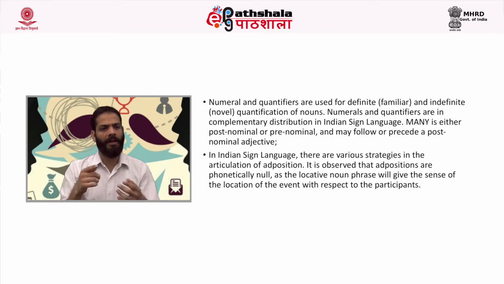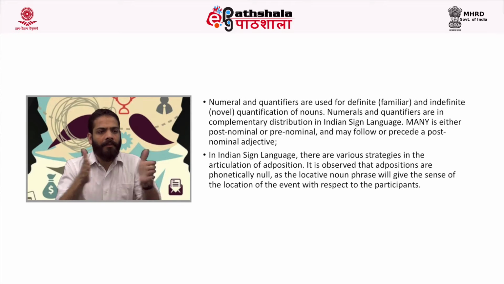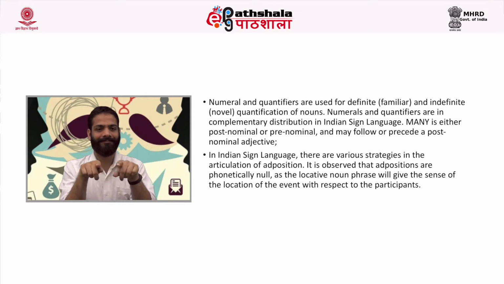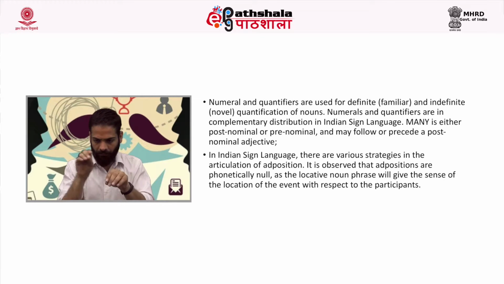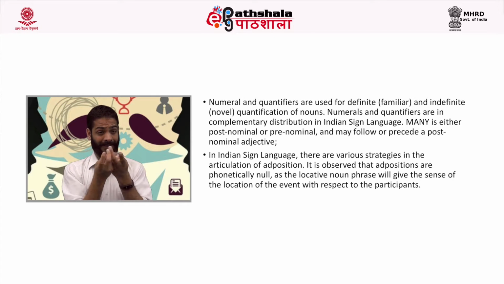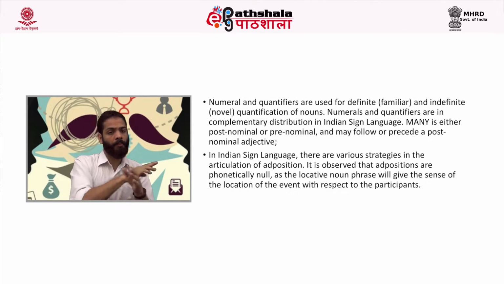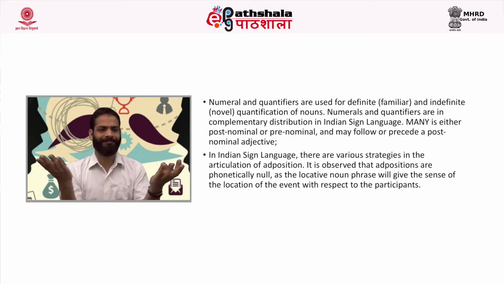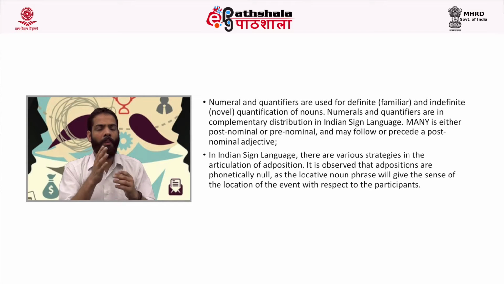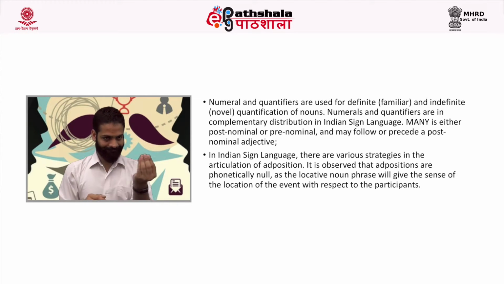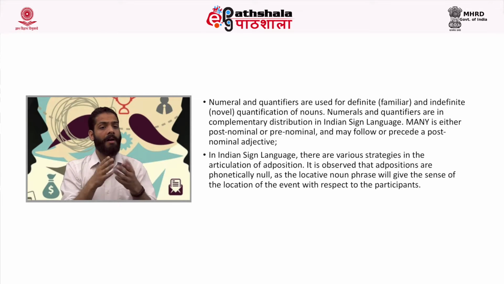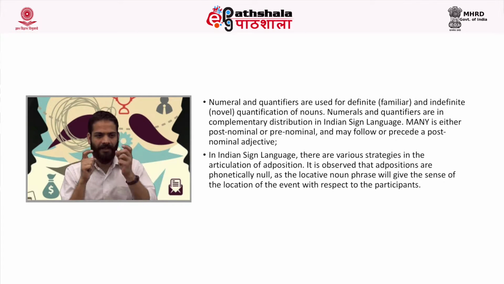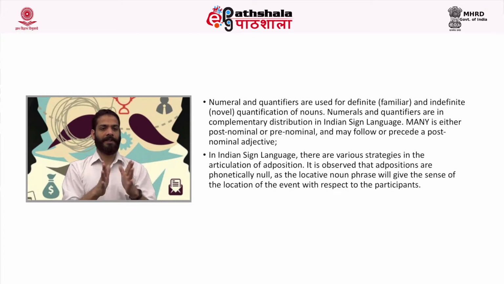Numerals and quantifiers are used for definite and indefinite quantification of nouns. Numerals and quantifiers are in complementary distribution in Indian Sign Language. So, many is either post-nominal or pre-nominal and may follow or precede a post-nominal adjective. The signs such as some and few are articulated with the same manual parameters and expression, that is, squeezed face and eye gaze fixed at the lexical sign. However, the sign for few has an additional expression, intense squeezed brow. The other quantifiers are every, each and all.